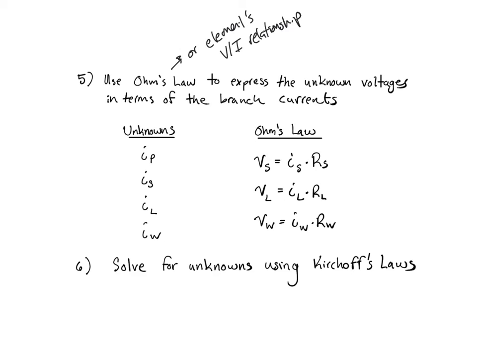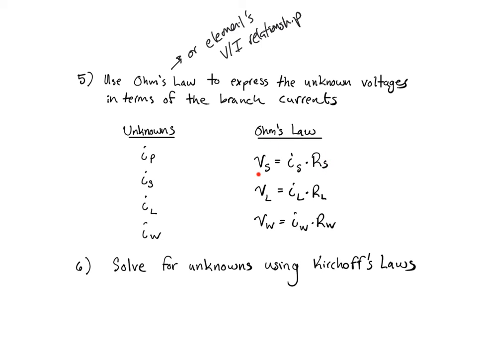So we're going to use the IV relationship for the element. Since they're resistors in this case, we're going to use Ohm's law. But we use that relationship to express the unknown voltages in terms of those defined branch currents. So we know that our unknowns in terms of currents are shown here on the left. So for Ohm's law, since we use passive sign convention, this is very straightforward. It's just VS equals IS times RS.